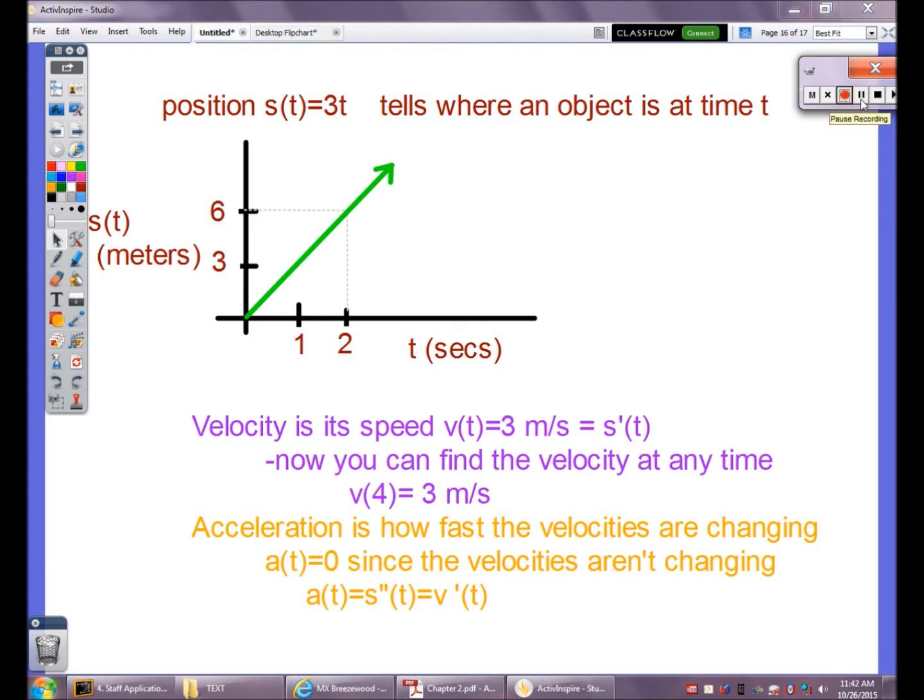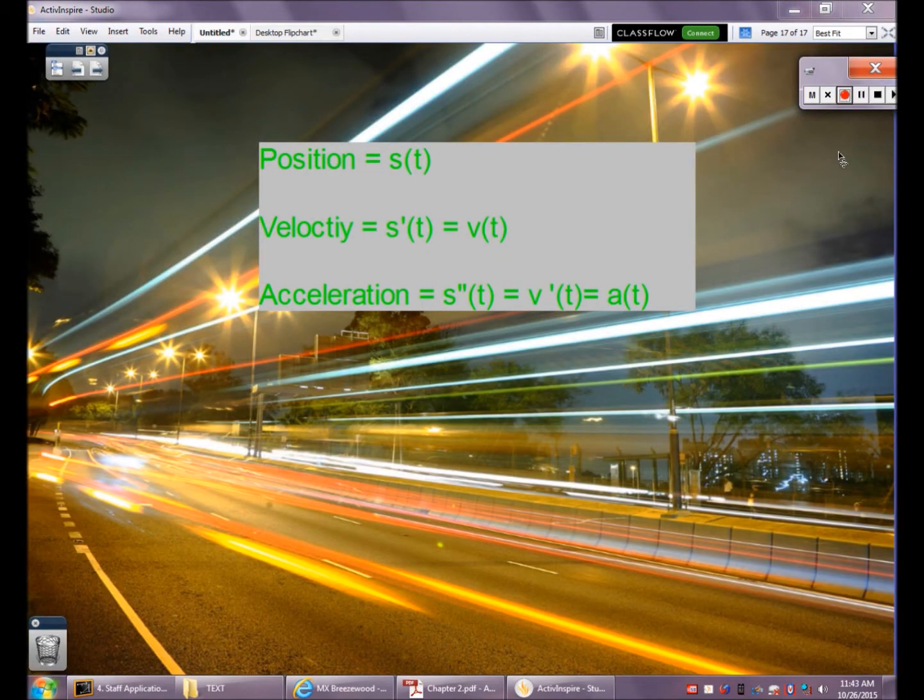Here's the relationship between all three. So check out the notation I'm using. s of t for position, s prime, my first derivative, for velocity, which is v, and s double prime for acceleration, which is the same thing as v prime, or a of t.